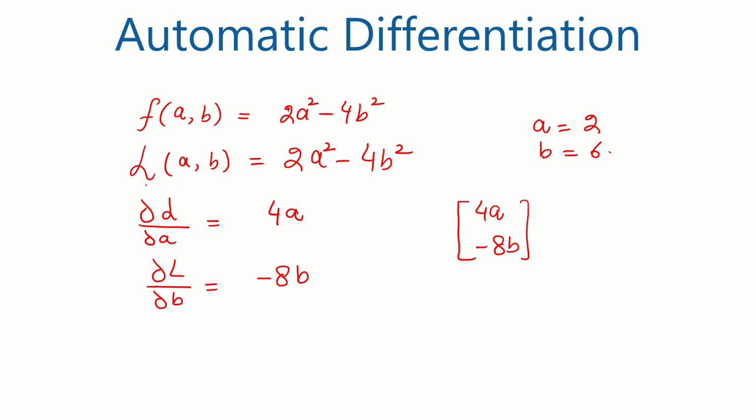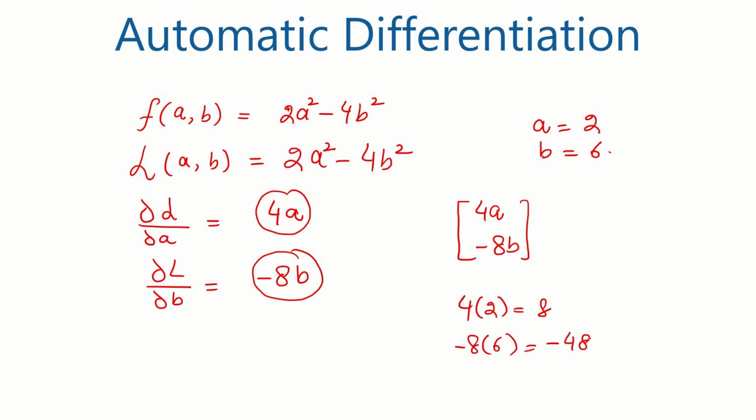What is the value of each partial derivative of the loss? Well, the partial derivative with respect to a becomes 4 times 2, and that becomes 8. And the partial derivative with respect to b becomes minus 8 times 6, and that becomes minus 48.